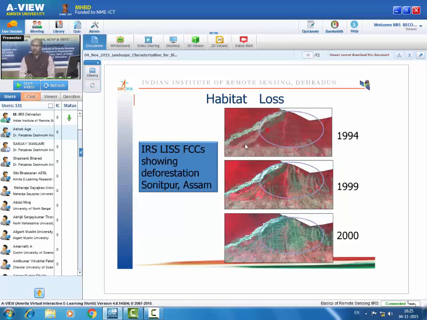This is just to give you an idea of what is happening to our forests. This is an example of Sonitpur district in Assam.